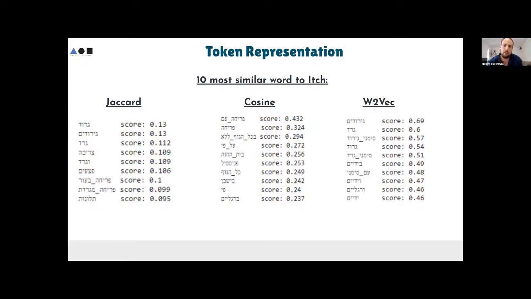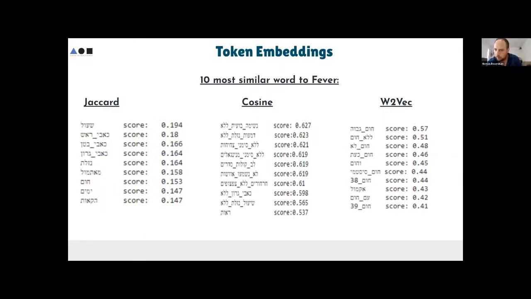But word2vec was the only method that we tried that had consistent success. We can see that we get good results when we're trying to find the most similar words to the word fever, and in the other methods, it's just all over the place. So we went with word2vec embeddings.